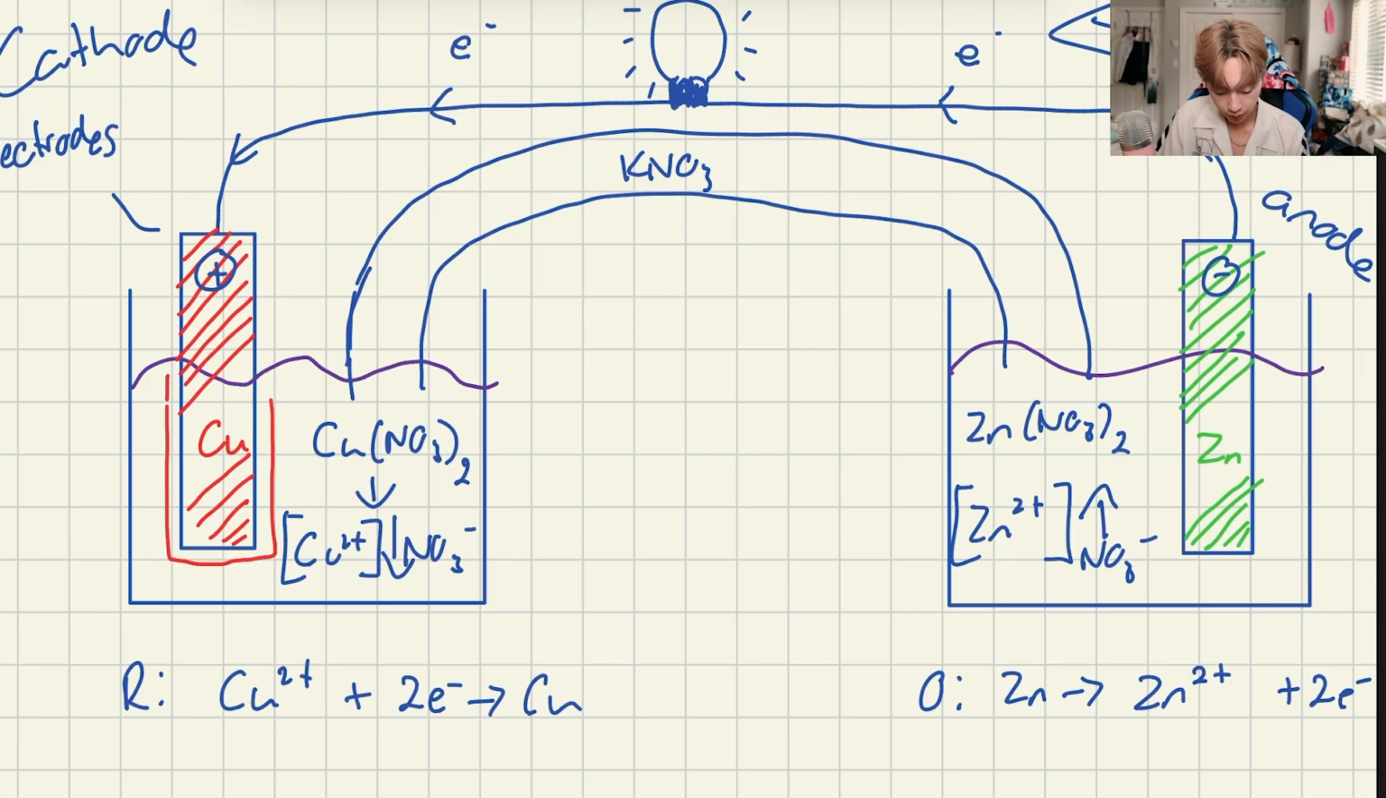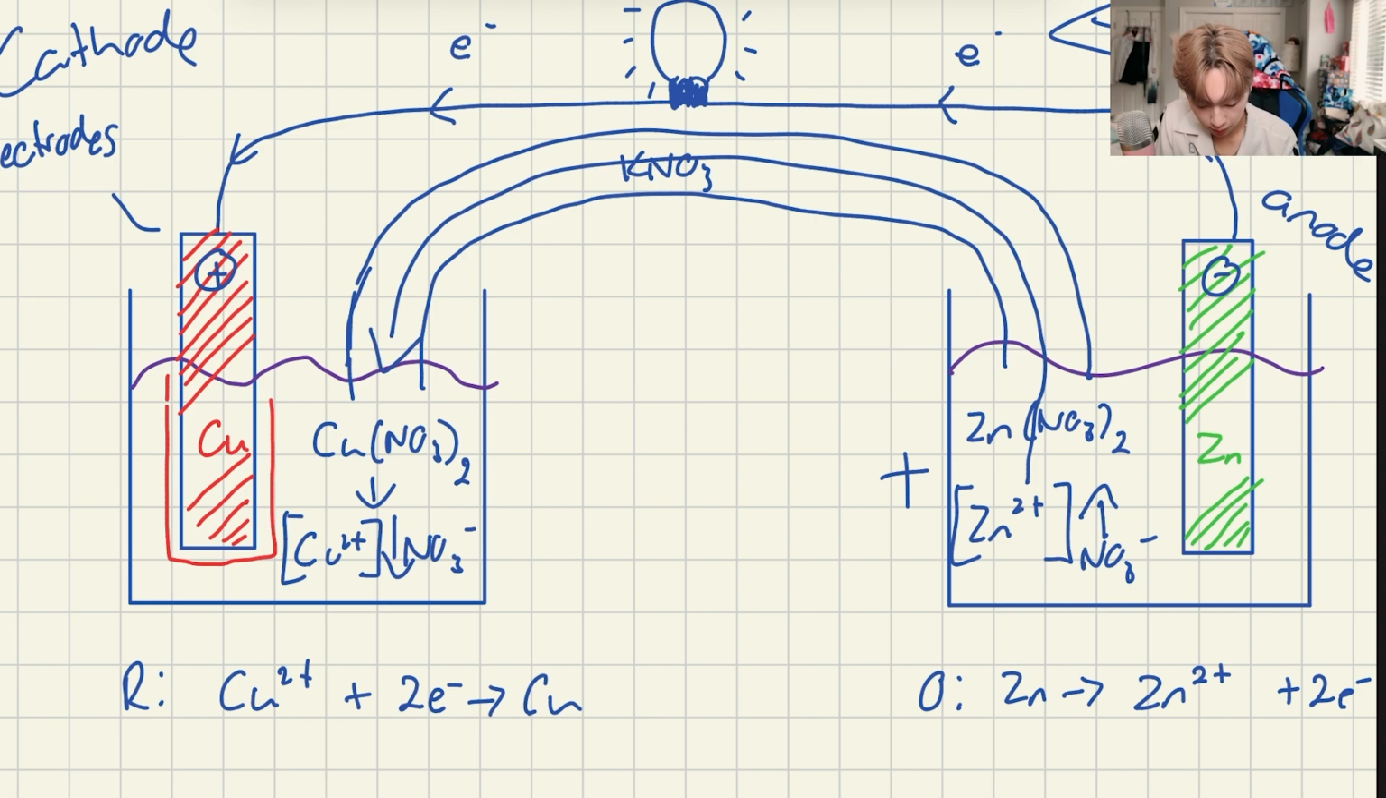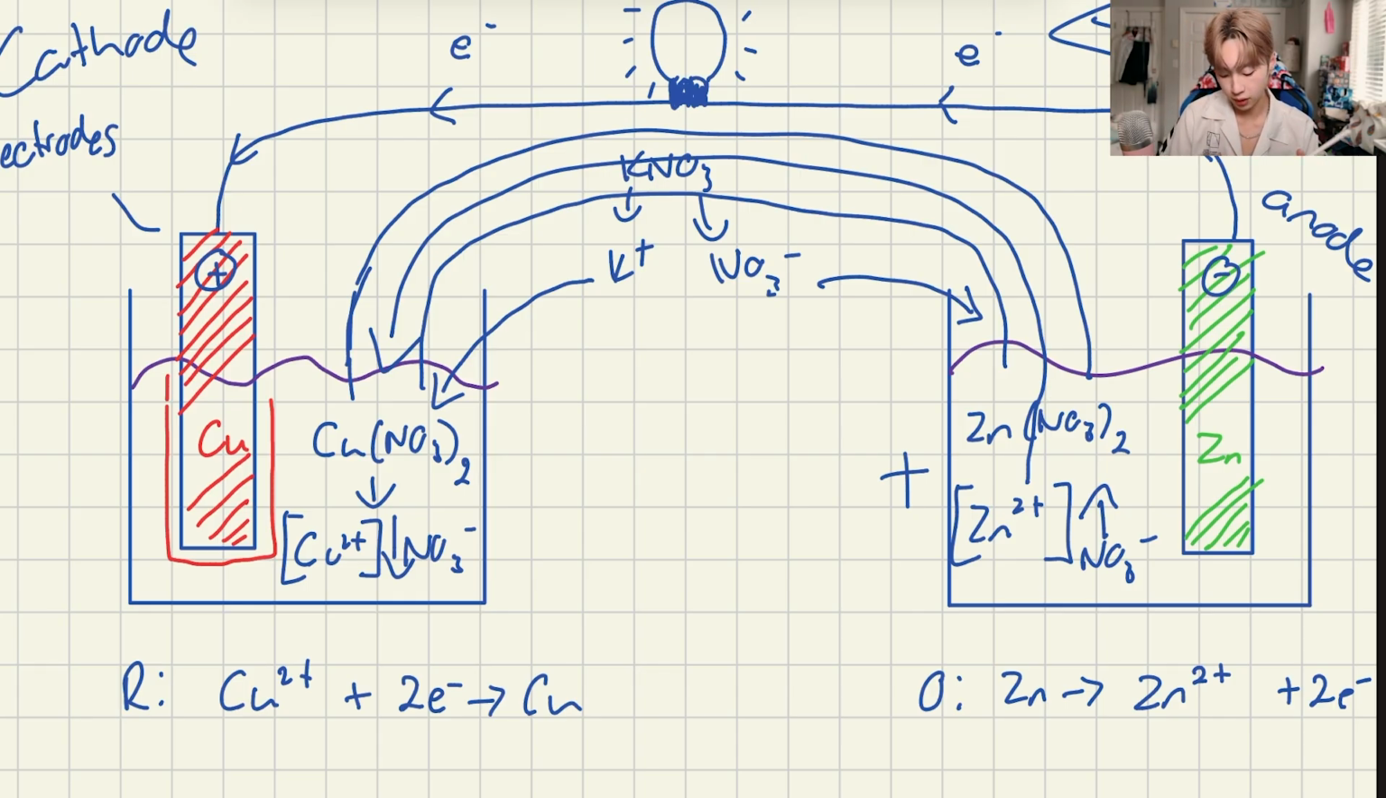Our surplus of positive ions, such as our zinc 2+, can travel through the salt bridge over to this side. And our potassium, which turns into K+, and this turns into NO3-, our potassium ion can go to our cathode to balance out the negative charge, whereas our NO3- can go towards the anode to balance the positive charge. So in short, the salt bridge is for balancing this charge difference between the cathode and the anode.